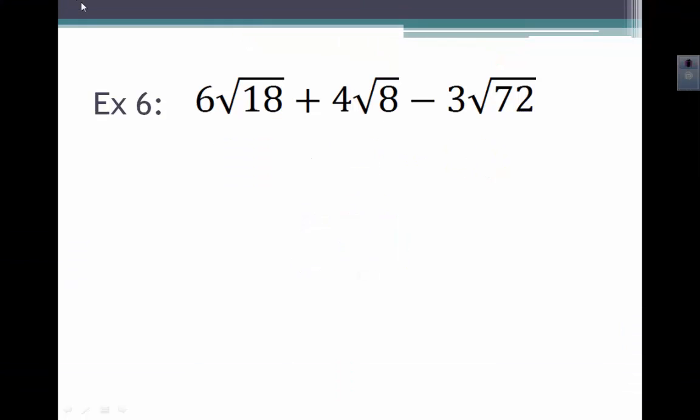All right, that's it for operations. We're going to see some more examples in class.